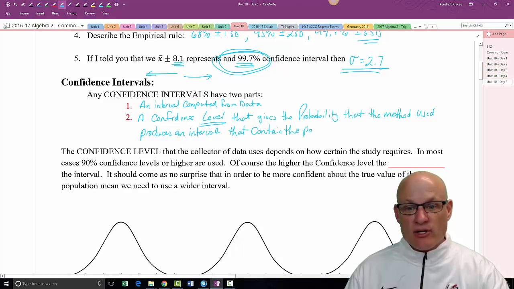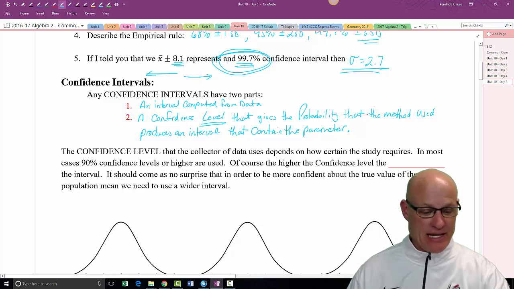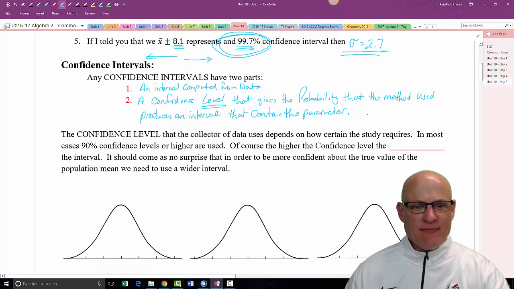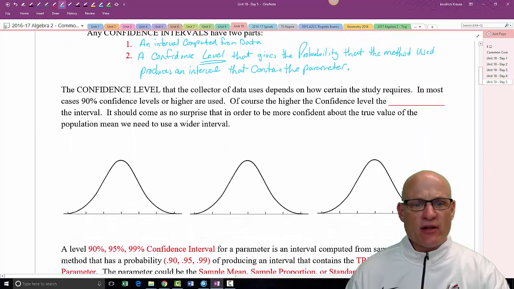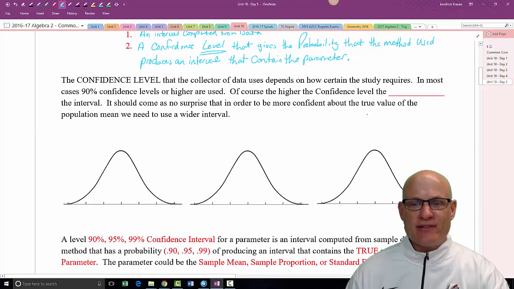That contains the parameter. And you have to remember the parameter goes with the population, right? It's not the sample. The confidence level that the collector of data uses depends on how certain the study requires. In most cases, 90% confidence levels or higher are used.